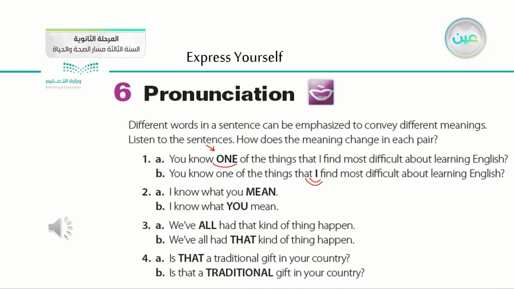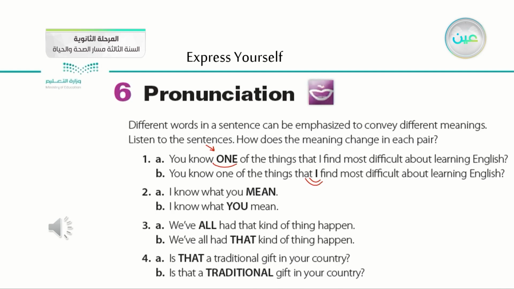Now let's go to number 4. On A, we have, is that a traditional gift in your country? And on B, we have, is that a traditional gift in your country? What is the difference? On A, the word that is capitalized, and in B, the word traditional is capitalized. The difference is, on A, we talked about the item itself. We asked, is it a traditional gift or not? After that, on B, when we emphasize the word traditional, now we are questioning the traditionality of that thing.